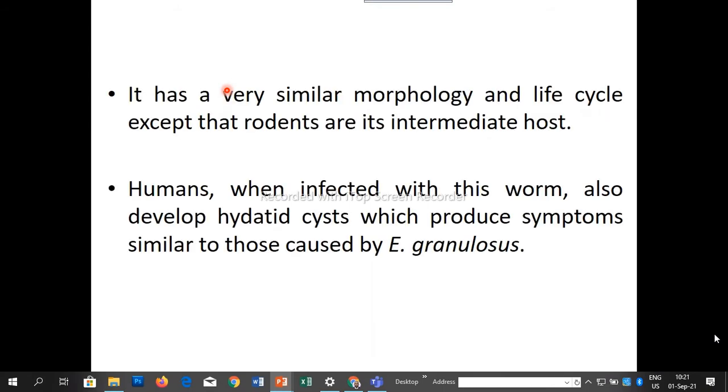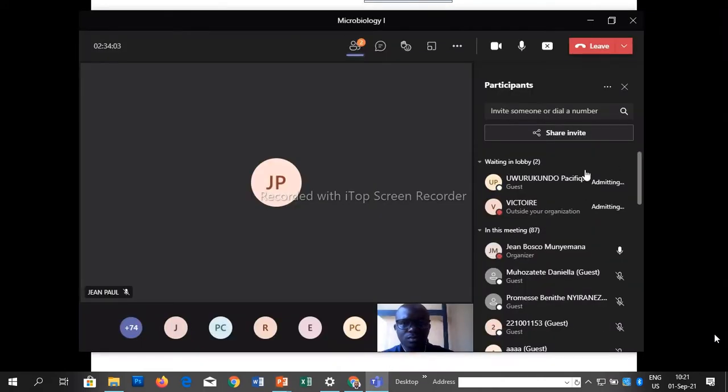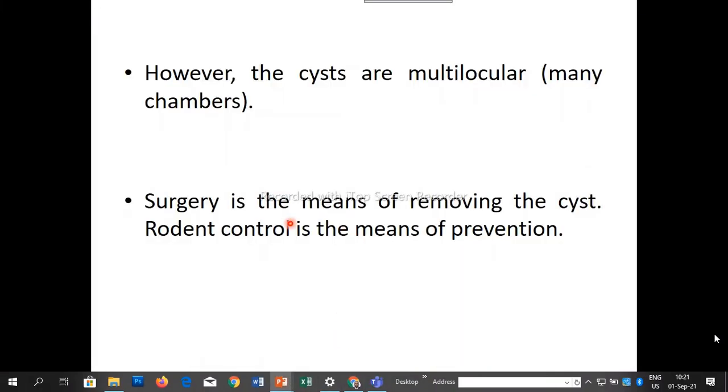Echinococcus multilocularis has a very similar morphology and life cycle, except that rodents are the intermediate host instead of sheep and goats. Humans, when infected with this worm, also develop hydatid cyst, which produces symptoms similar to those caused by Echinococcus granulosus. Surgery is the means of removing the cyst. Rodent control is the means of prevention of these hydatid cysts due to Echinococcus granulosus or Echinococcus multilocularis.